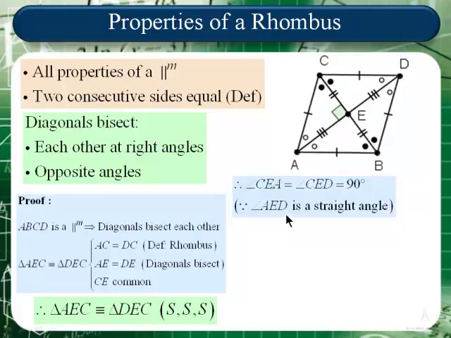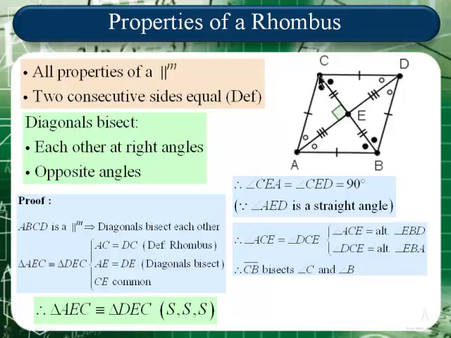Now what can we conclude from that? We can conclude that angle AEC must be equal to angle DEC in measure, but together they form a straight angle. Angle AED is a straight angle. Now if they are equal, then each one of them must be equal to 90 degrees. So that then proves the first part, that the diagonals bisect each other at right angles.